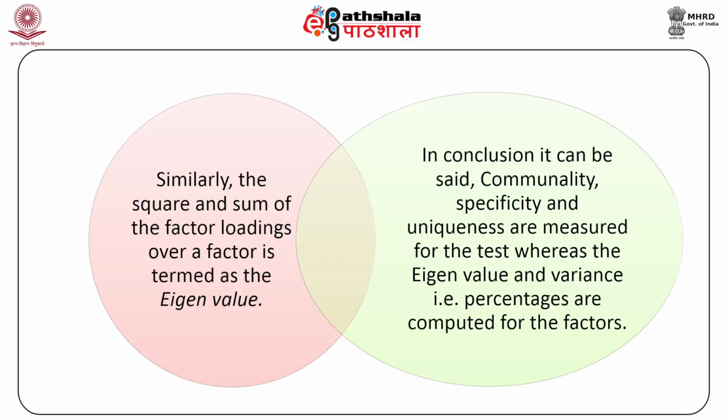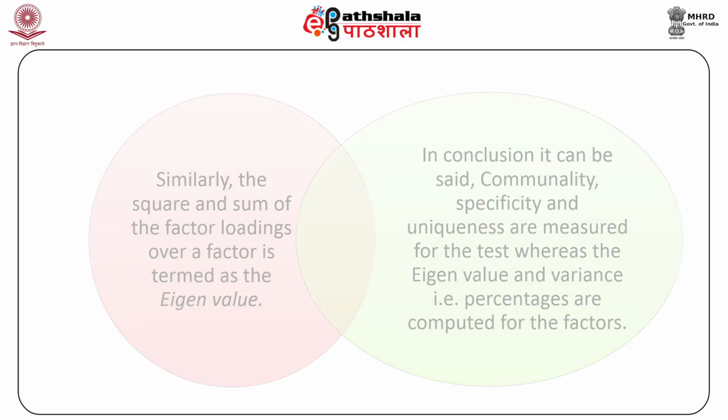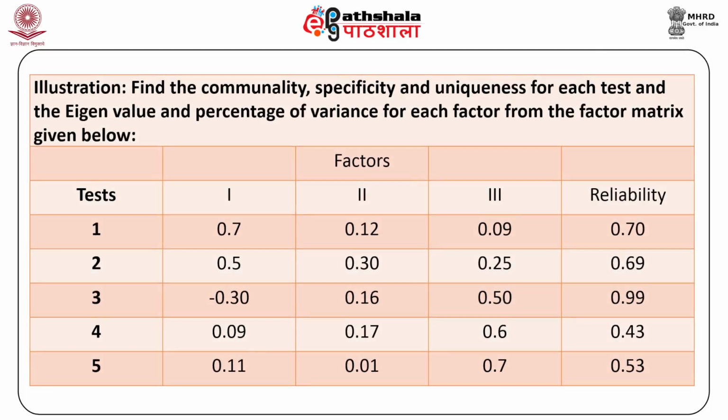In conclusion, it can be said communality, specificity, and uniqueness are measured for the test, whereas the eigenvalue and variance, that is, percentages, are computed for the factors. Illustration: find the communality, specificity, and uniqueness for each test and the eigenvalue and percentage of variance for each factor from the factor matrix given.